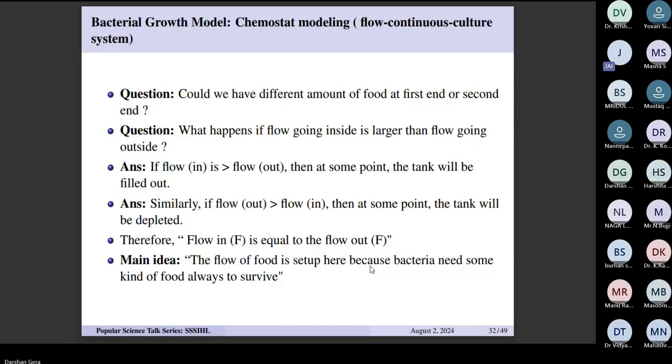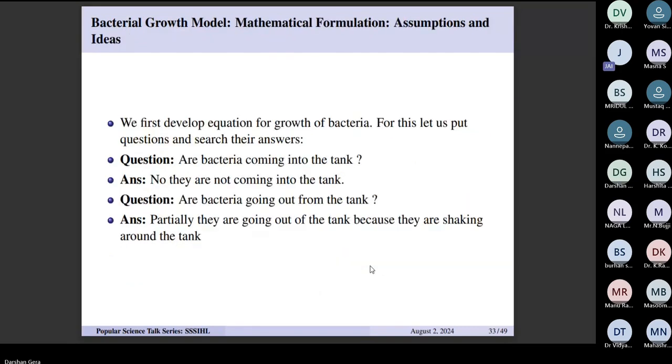The flow of the food is set up here because bacteria always need some kind of food to survive. Yes, sir. This is the main idea of this model, the chemostat. We first develop the equation for the growth of bacteria, then we will develop the equation for the rate of change of food. If you want to develop the growth equation for the bacteria, let us ask some questions. Are bacteria coming into the tank? You are supplying the food, so there is no bacteria coming into the tank. Only you are supplying the food.